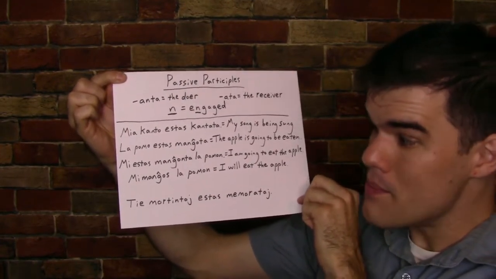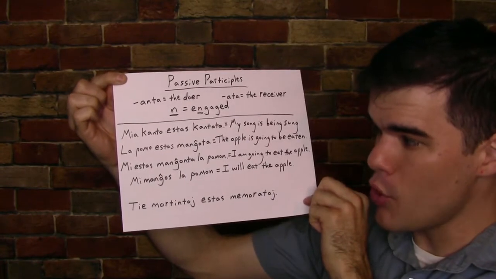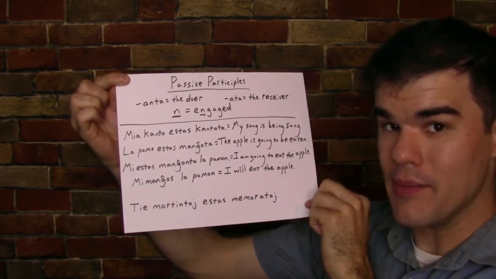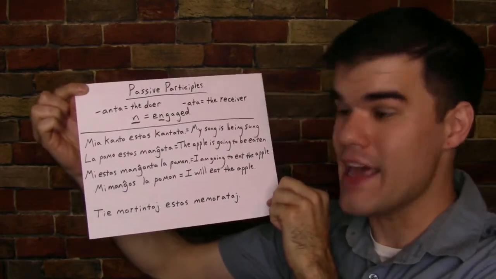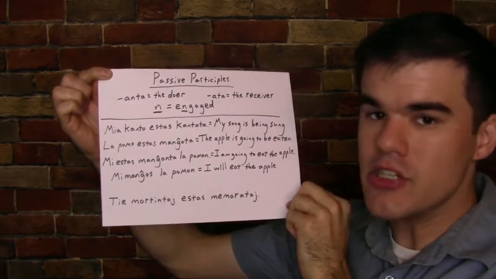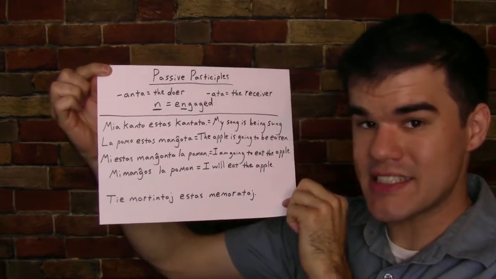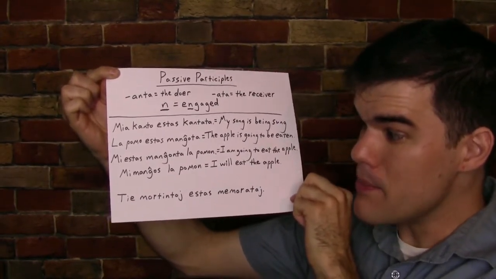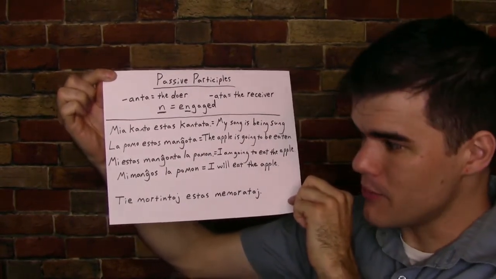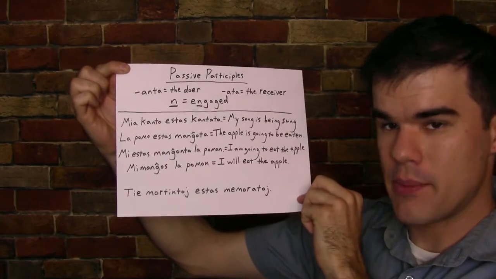Okay, look below. Mi estas manjonta la pomon. I am going to eat the apple. I am actively going to be engaged in eating that apple, so the N goes back in there, okay? But the easier, the more customary, the simpler way to express that same idea is saying, mi manjos la pomon. I'll eat the apple, right? Simpler.